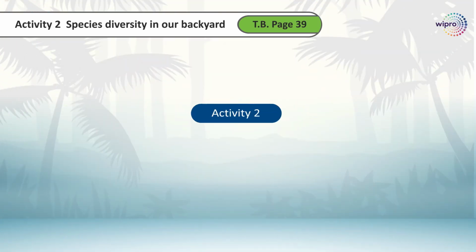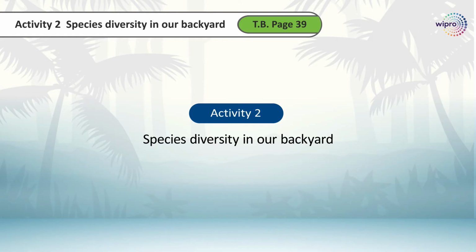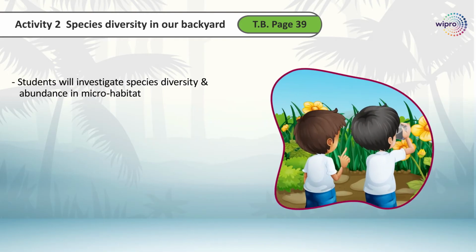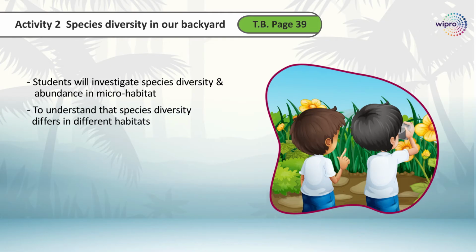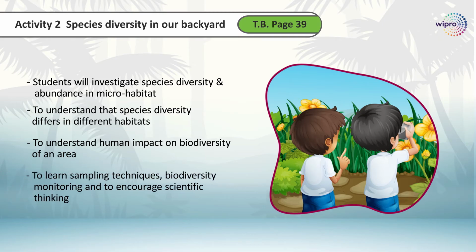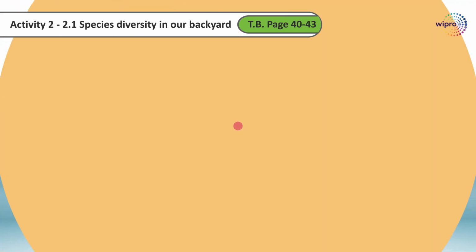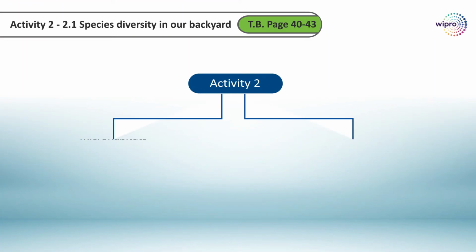In Activity 2, Species Diversity in Our Backyard, students will investigate species diversity and abundance in microhabitats to understand that species diversity differs in different habitats. They will also understand human impact on biodiversity of an area and will learn sampling techniques, biodiversity monitoring, and to encourage scientific thinking. Activity 2 is further divided into two parts.